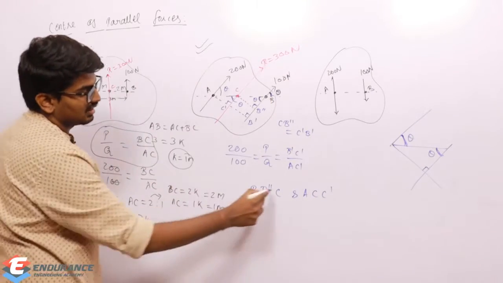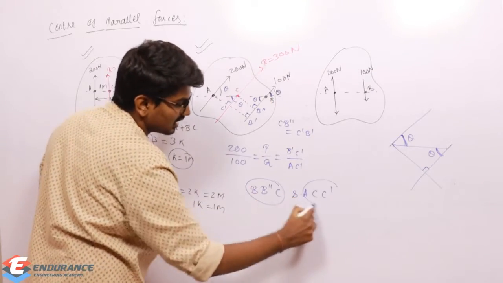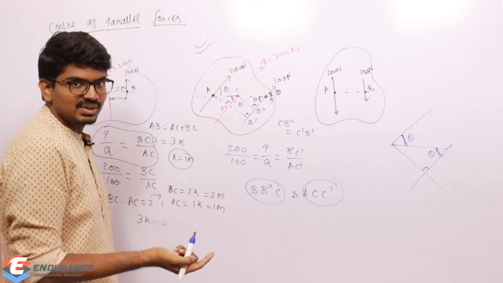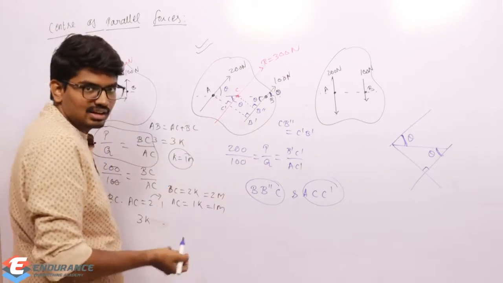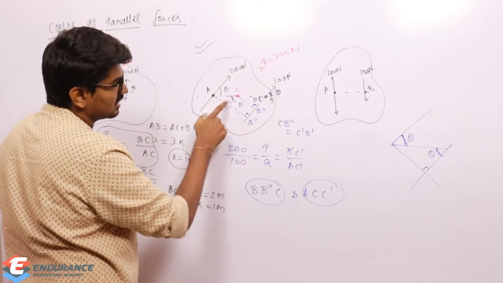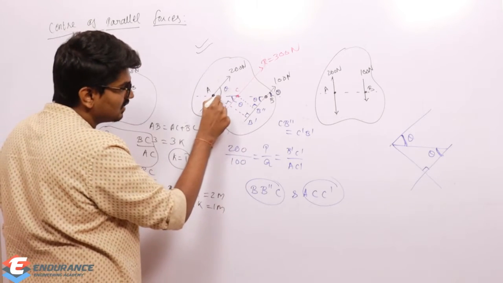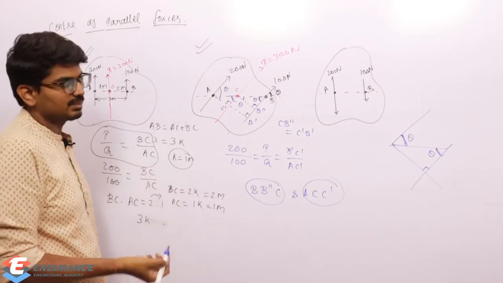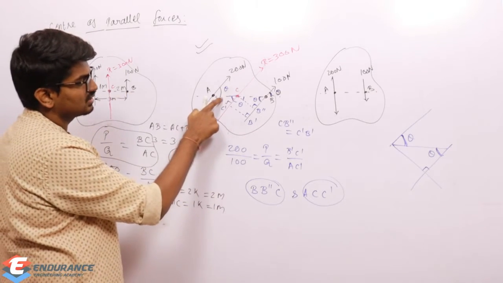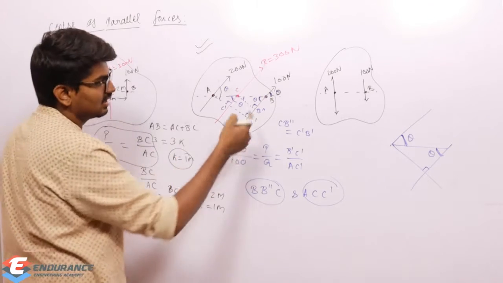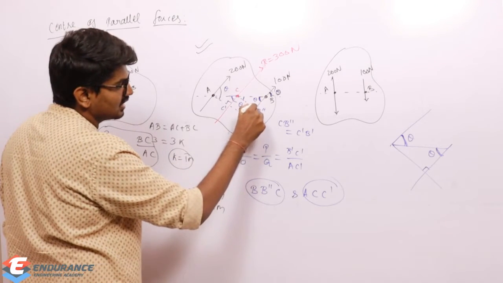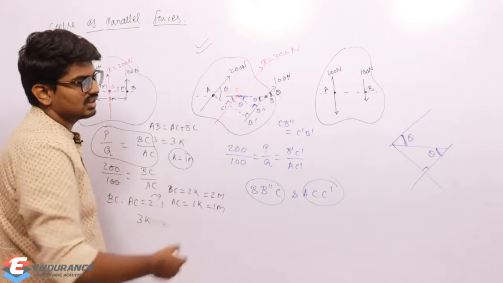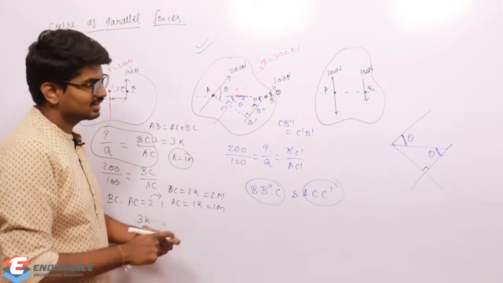Now compare the triangles. Compare B dash C and ACC dash. Those two are similar triangles, right? Both are right angle triangles, and this angle is the same, this angle is the same, this is 90 degree, this is 90 degree, and even this angle will also be the same, because this is theta, this is 90 degree, so this angle will be 90 minus theta. So these two triangles are similar triangles.